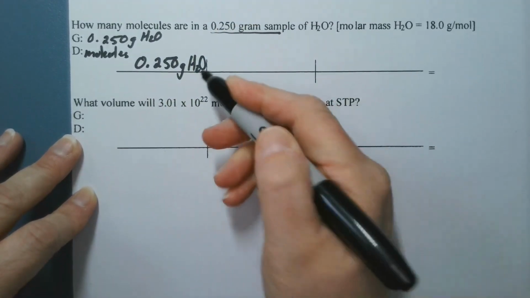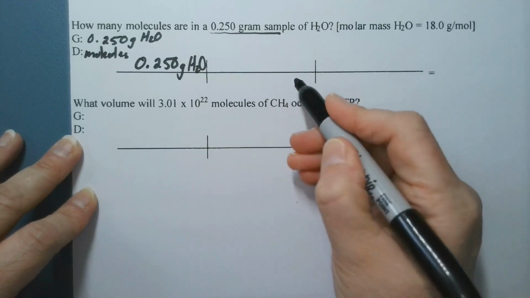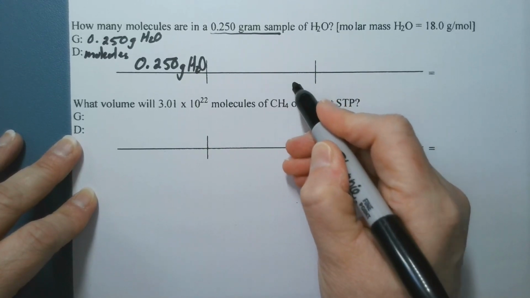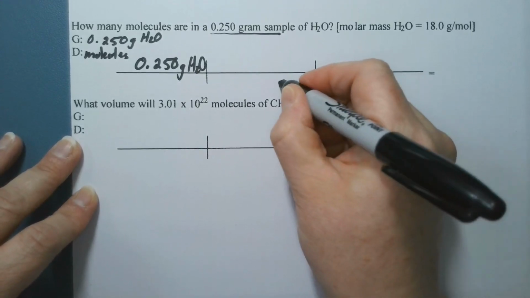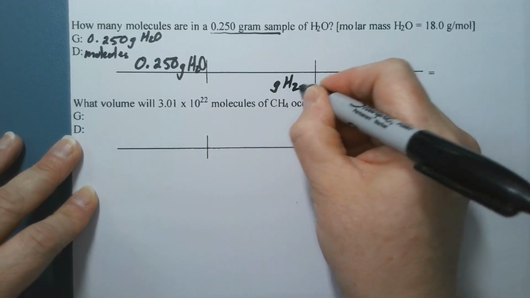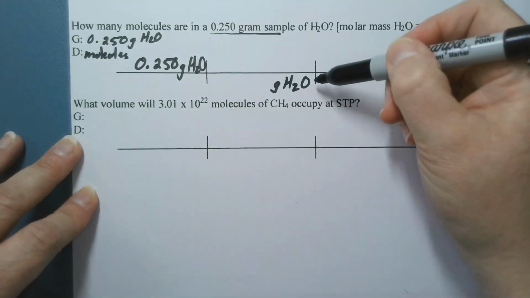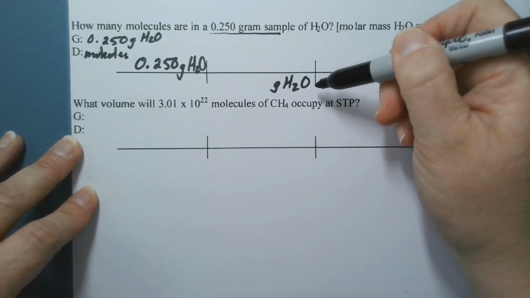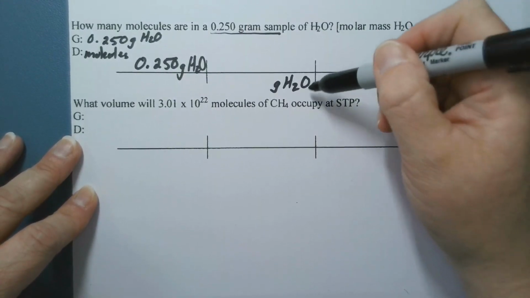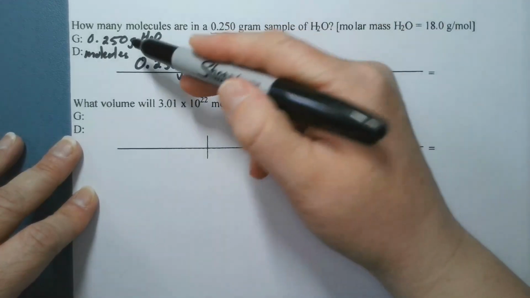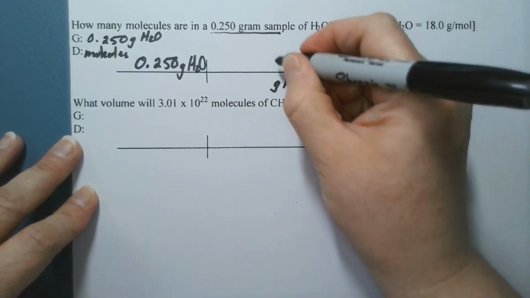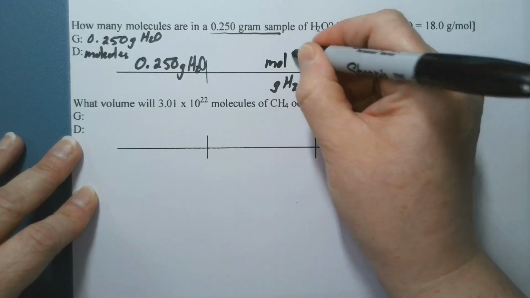Okay, I need that to cancel. So I'm immediately going to put grams of water across from it in that next fraction. Before I write any other numbers, I'm going to write that across because I know that needs to cancel. And the only way for me to go to molecules is through the mole. So there has to be moles up here.